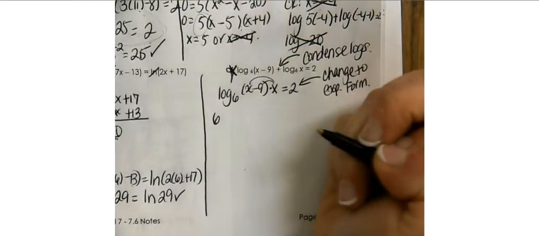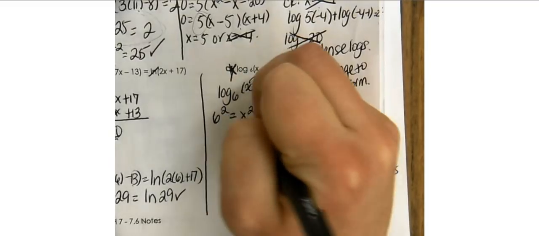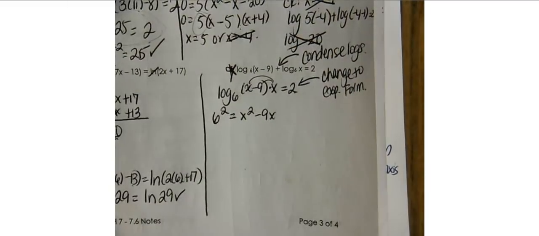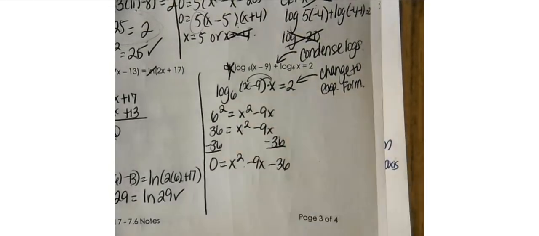So when I change this to exponential form, my base is 6, my exponent's 2, and this is going to equal, now I'm going to distribute that x to each term, and I'm going to write this as x squared minus 9x. So 6 squared is 36, so I'm going to write that as 36 is equal to x squared minus 9x, and because this is a quadratic equation, I need it to equal 0. So I'm going to subtract 36 on both sides. And I now have 0 is equal to x squared minus 9x minus 36.